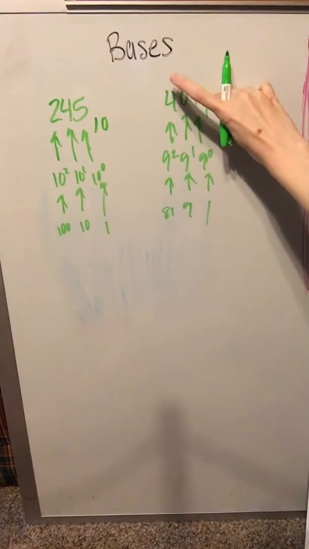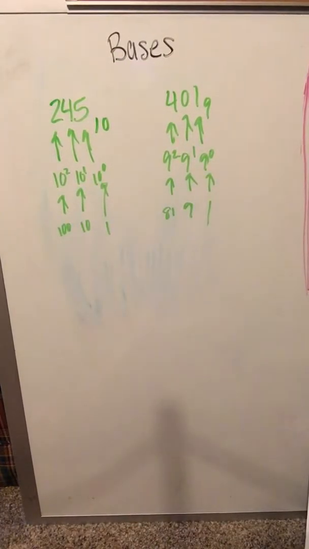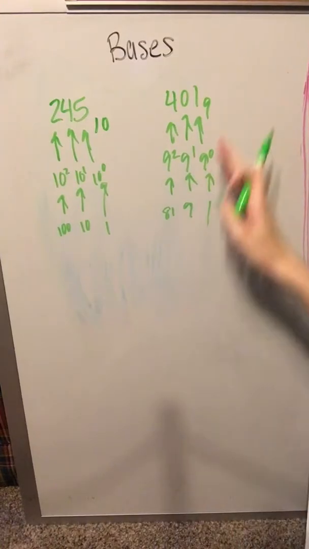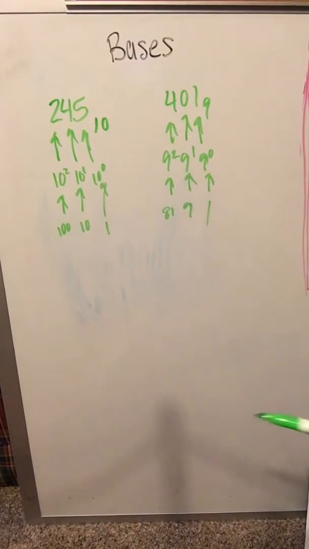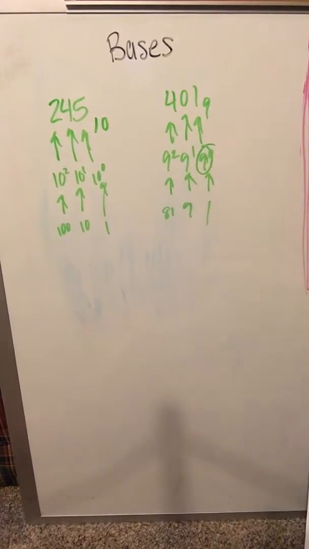So this is the 9 squared's place, just like this is the 10 squared's place, because it's in base 9. And also, any number to the 0th power is 1, so that's how that works.